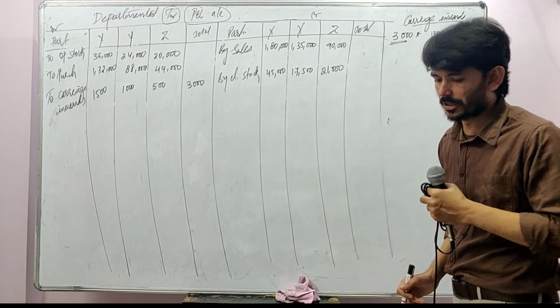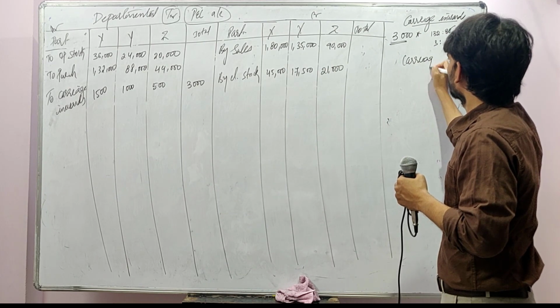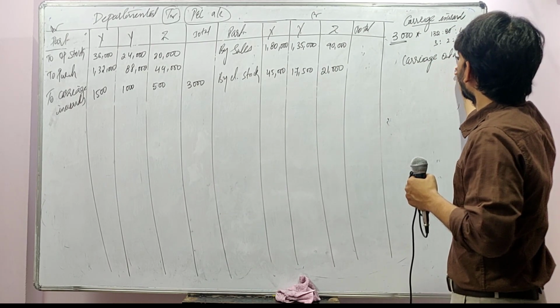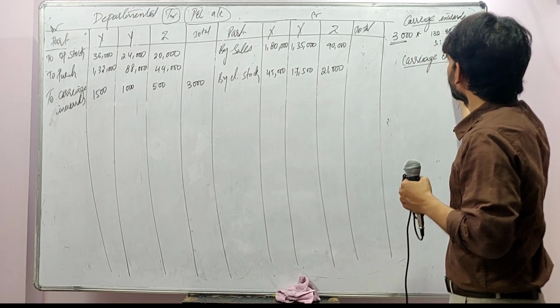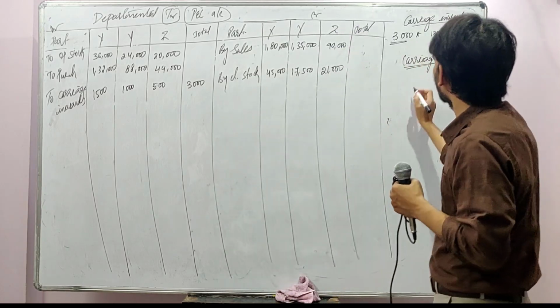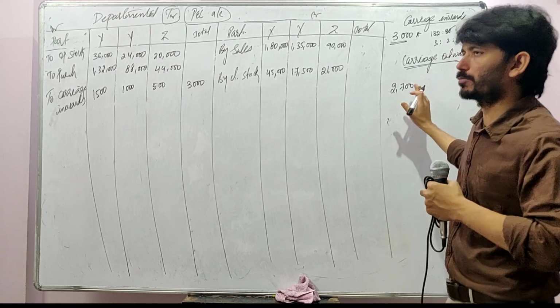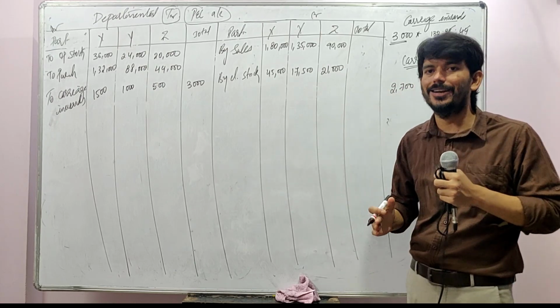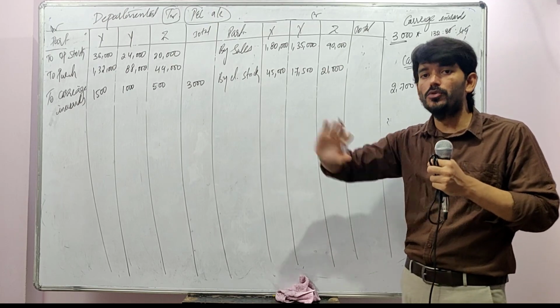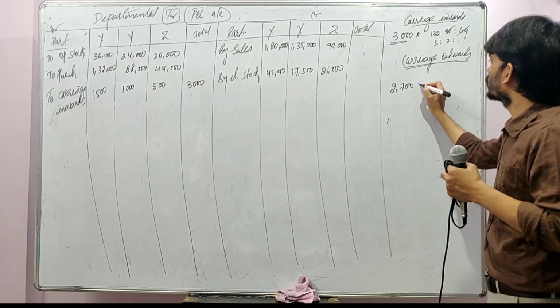Carriage inwards is done, after that what is there? Carriage outwards. While learning a concept, it might take time, but if you are really sure, you can write it in the examination with confidence. Carriage outwards is 2700. Just now I gave an elaborate explanation. Carriage outwards you incur when you are sending your goods to your customer. So it is based upon your sales, right? So this should be based upon your sales.